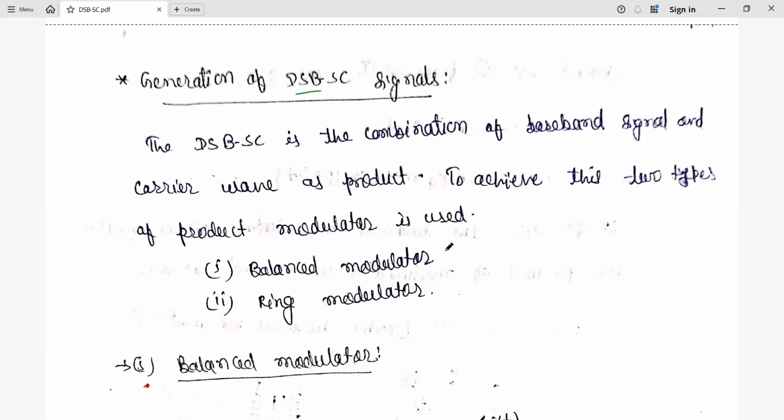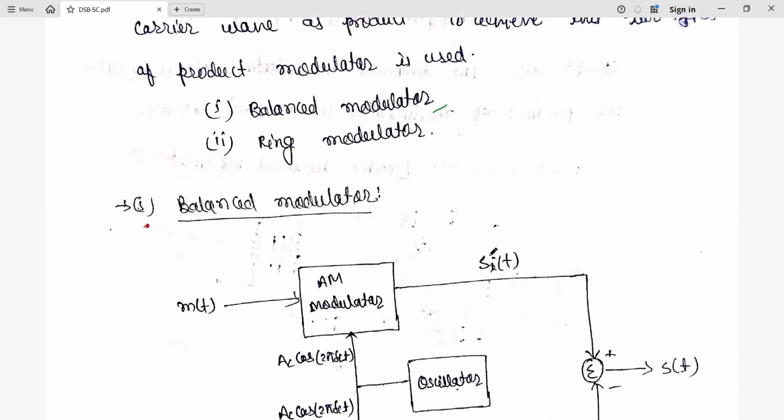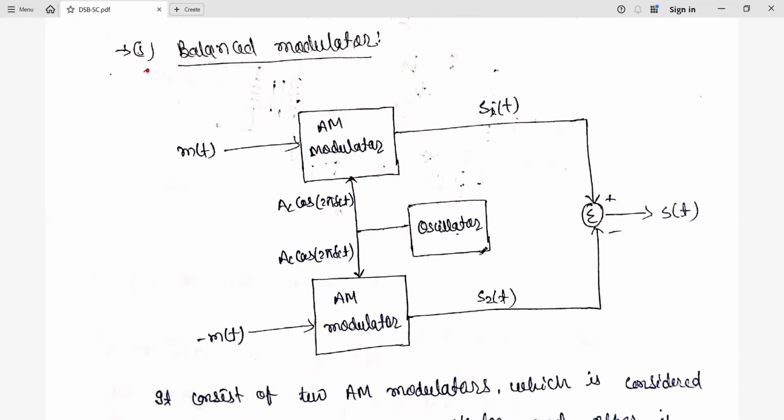So a name may be given like balanced modulator or ring modulator, or as per your syllabus, you see whether you have balanced modulator only or you have ring modulators. Okay. So our aim, either with balanced modulator or ring modulator, is the same. What is our purpose? We have to generate the product of message signal and the carrier signal. So first we are going to see the balanced modulator.